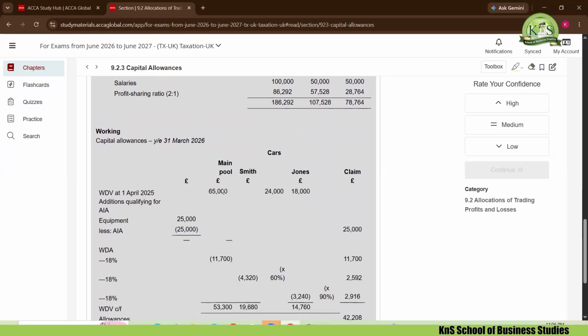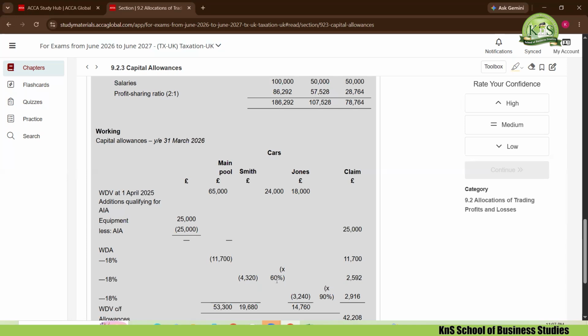WDV, that has been given, 65 cars, because I told you they are all going to be classified into the main pool because of the carbon dioxide emission. So 50-50 will come up over there. We don't give any AIA to the cars. That's why no allowances here. I told you that AIA is a 10 million amount that is given. So you just needed to classify 25,000 fully over here.